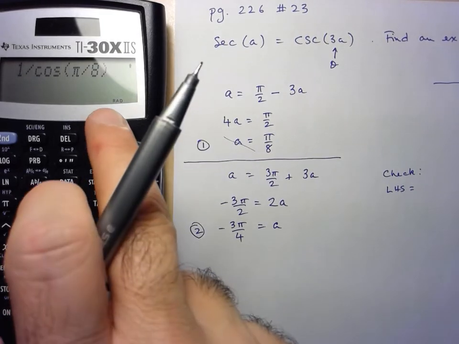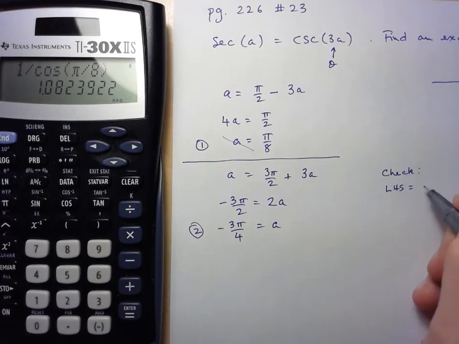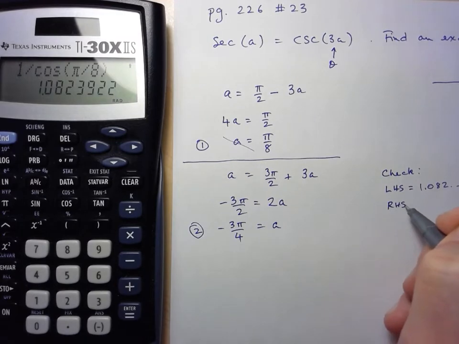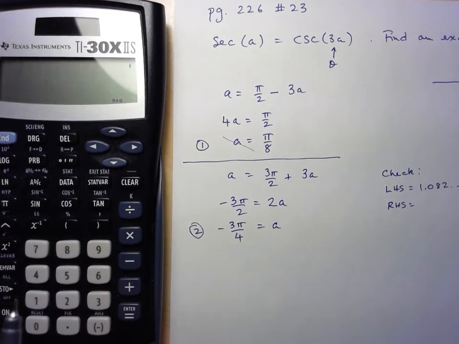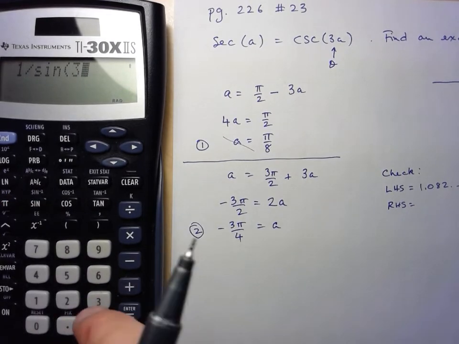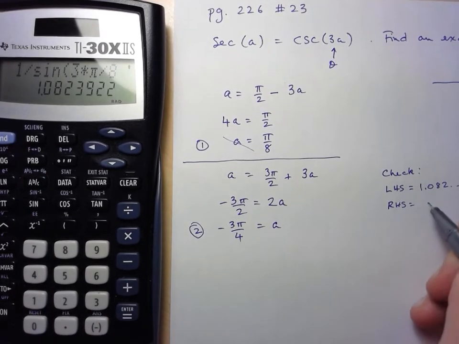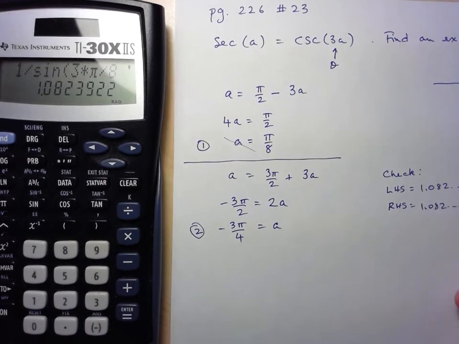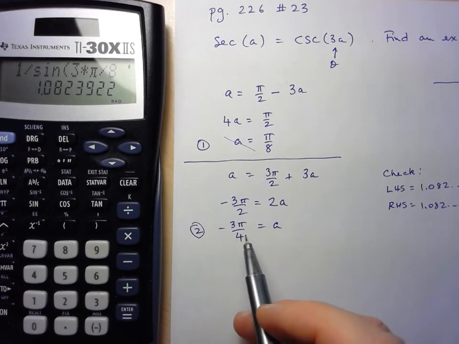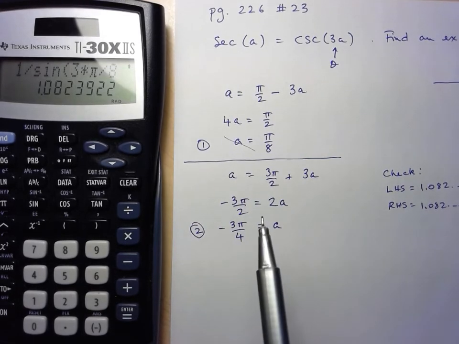Make sure your calculator's in radians. What do we get? We get 1.082. Now let's check our right-hand side. Our right-hand side is cosecant, so 1 over sine of 3 times pi over 8. And we see 1.082, so that does solve the equation. If you did the same thing with negative 3 pi over 4, you should get the same result, that the left-hand side is equal to the right-hand side.